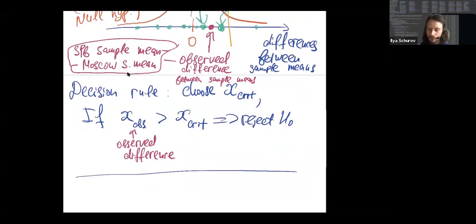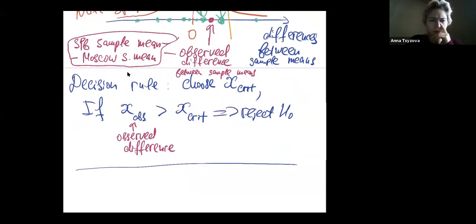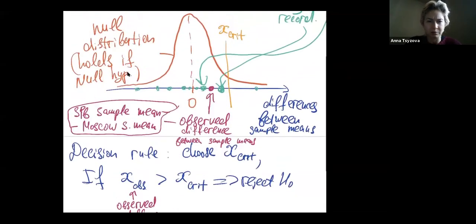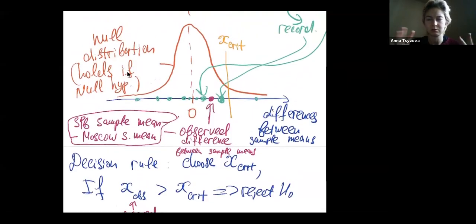I'm sorry, I must have missed something, but why are we saying that the observed difference is just one point? Why isn't it also a distribution? No, because we have only one item of data. We don't know how it is distributed.